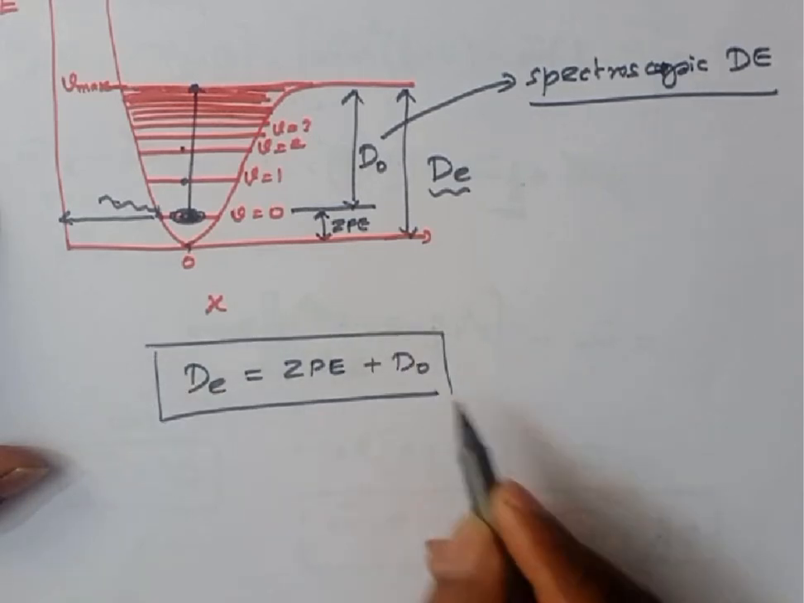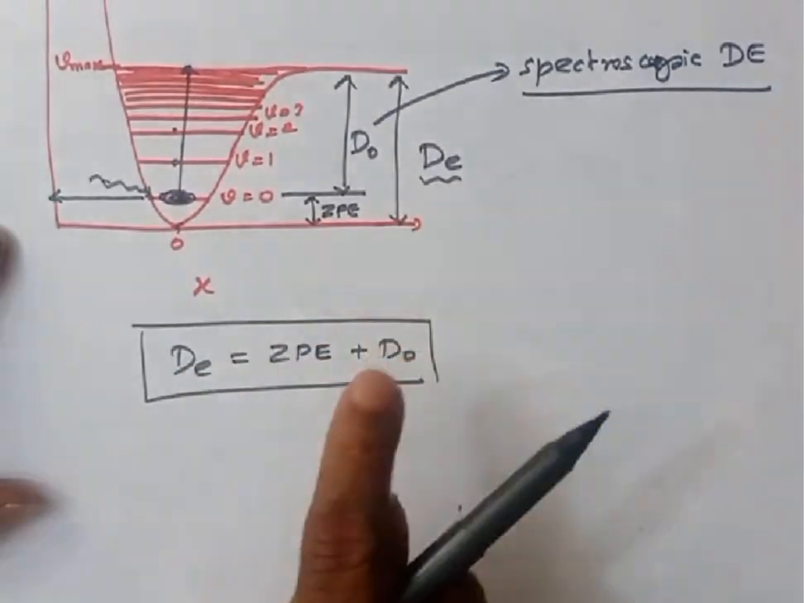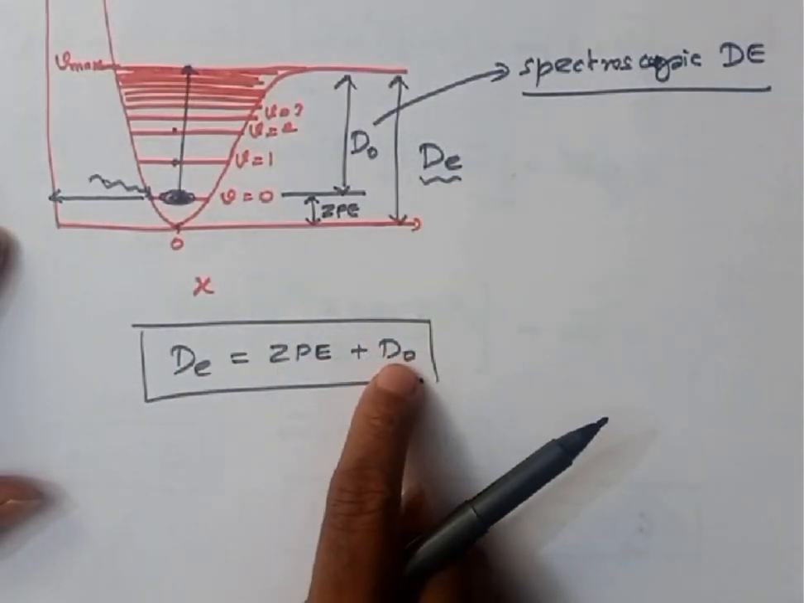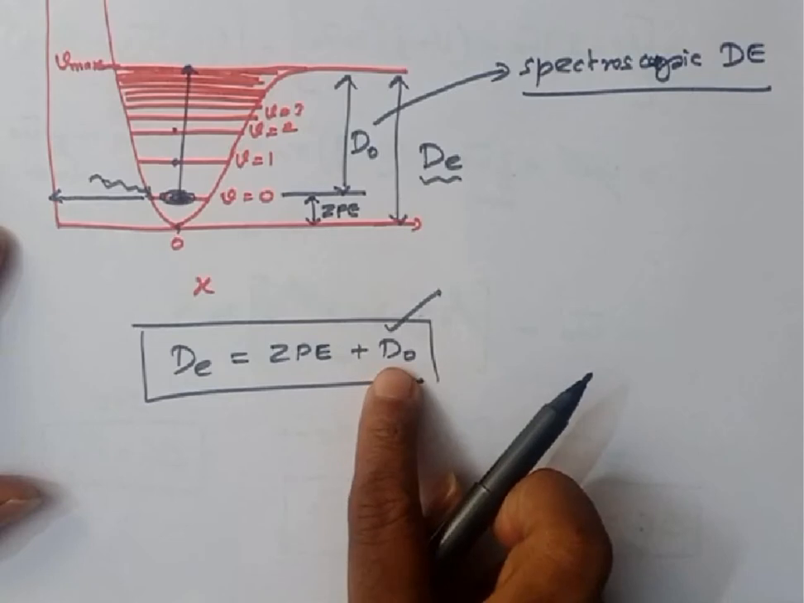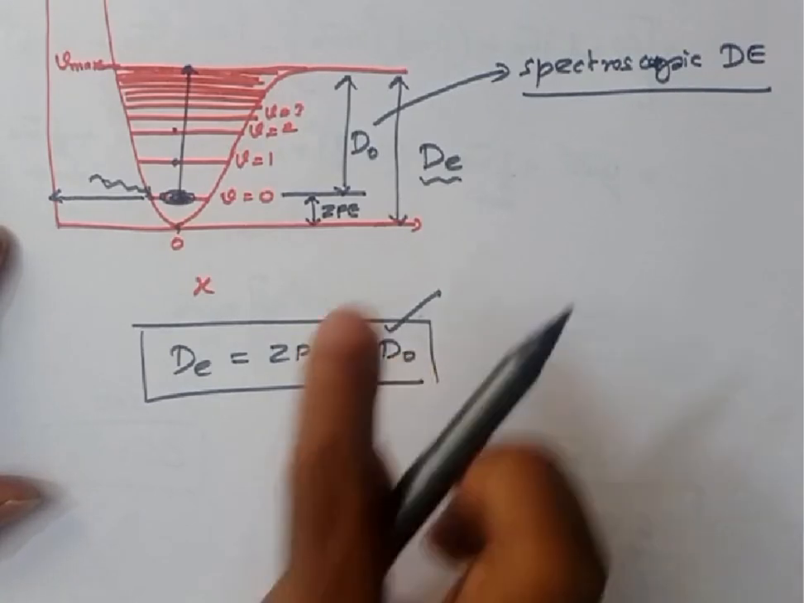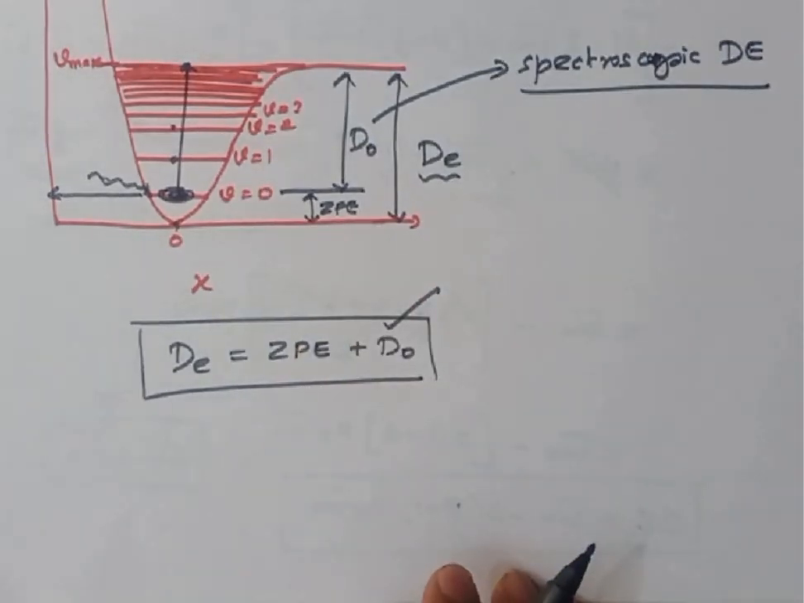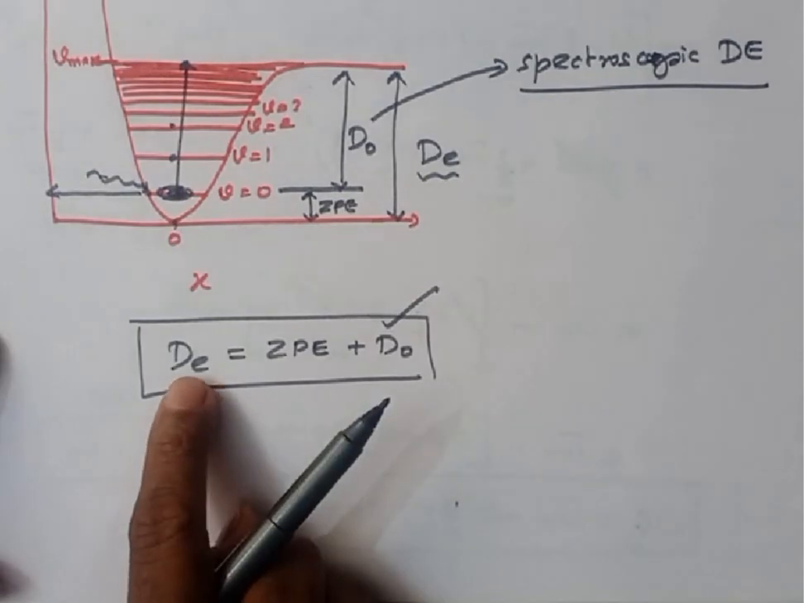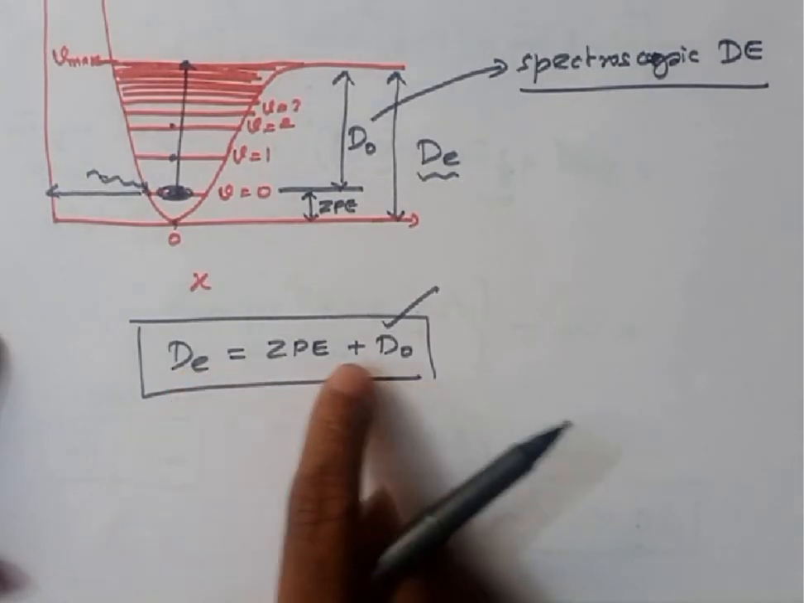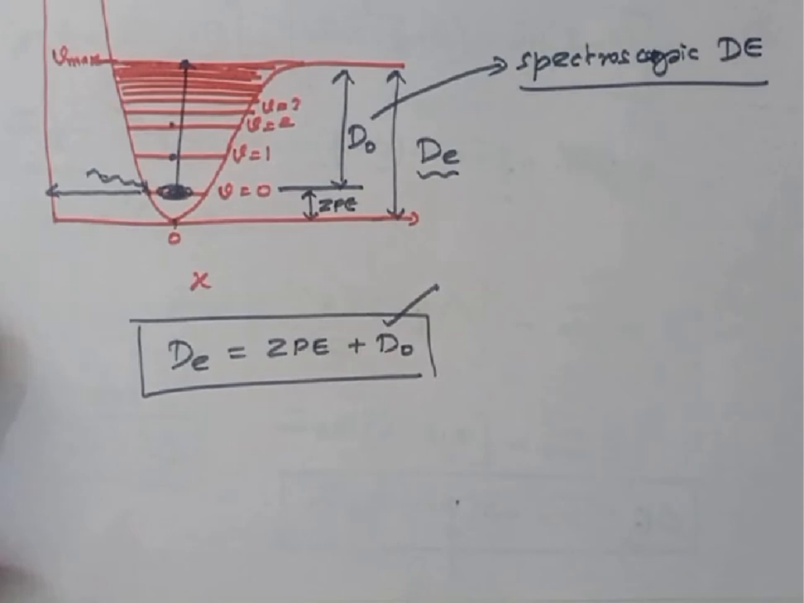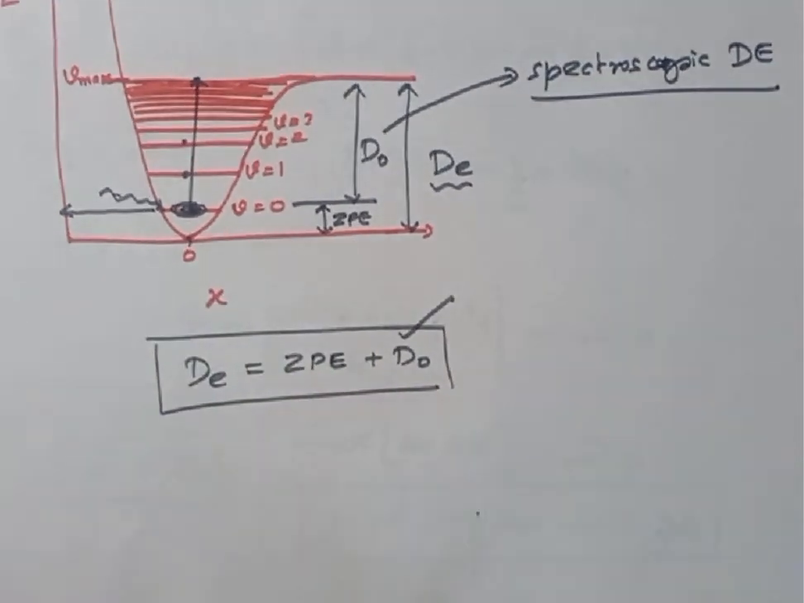Take down. Students, I repeat once again. Through spectroscopy, you can determine only D0. The equilibrium dissociation energy you can calculate by adding the zero point energy value to this. Okay, students, is this clear? Any doubt? Hello, students? Yes, sir. Take down.